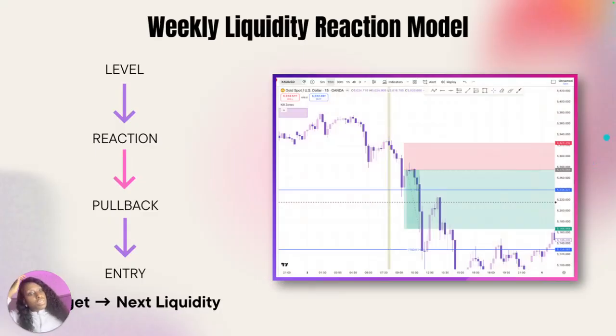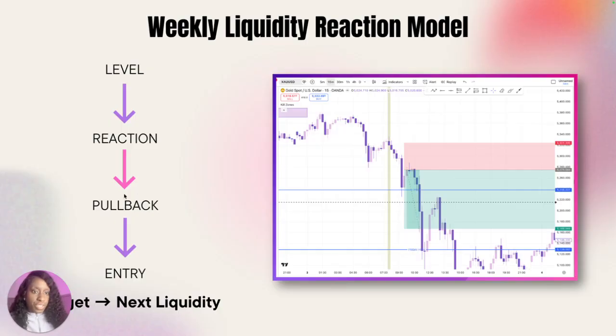So now, once price reaches one of those key liquidity levels, this is the process I'm looking for. First, price reaches the level. As you see, I have the key levels marked out here as well. Price reached the level. That's where liquidity is sitting in the market. Next, we look for the reaction to these key levels. That reaction tells us the market is responding to that liquidity.